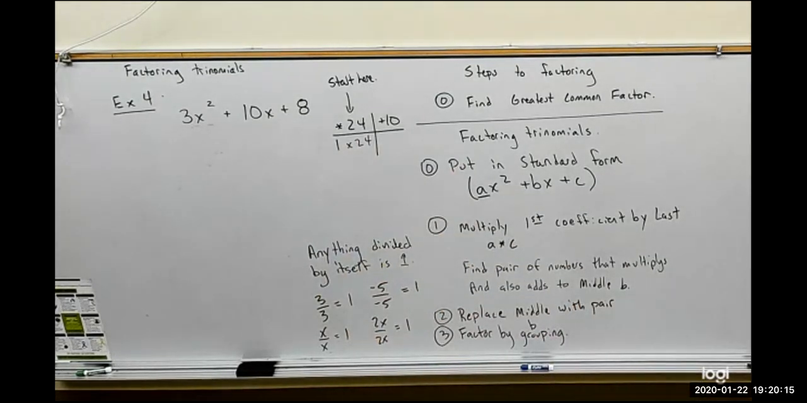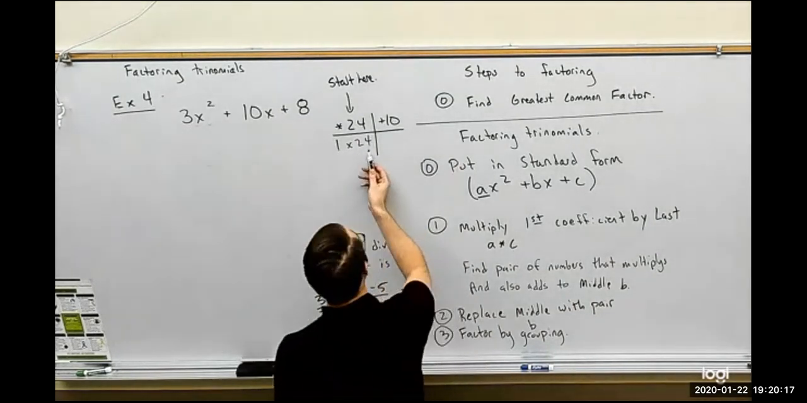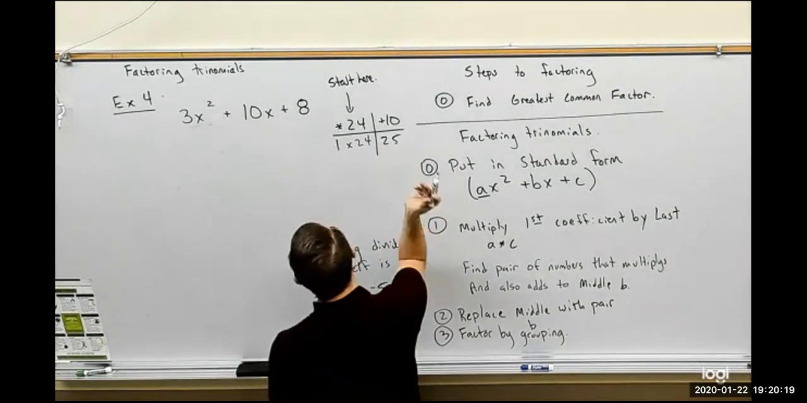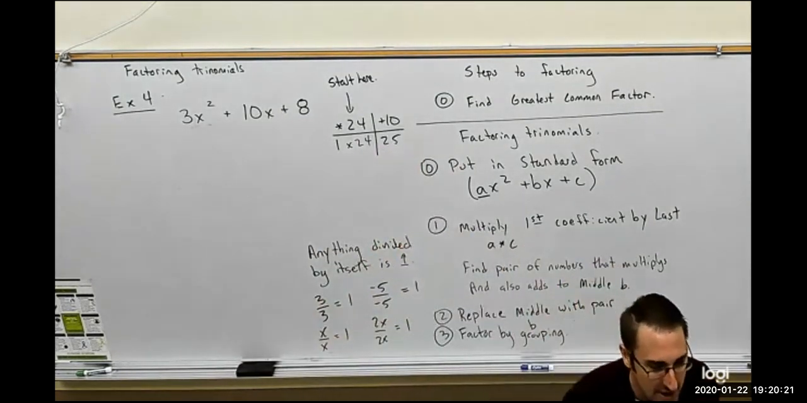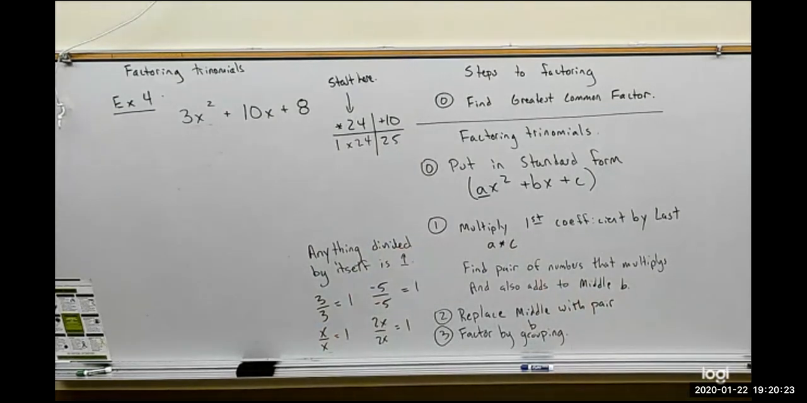So 1 times 24 is 24, but 1 plus 24 is 25. Well, I didn't want that pair, but that's okay. Now my brain doesn't have to think about 1 times 24 anymore. Did I check 1 times 24? I don't know. I don't remember. Oh, yeah, I did. I wrote it down.